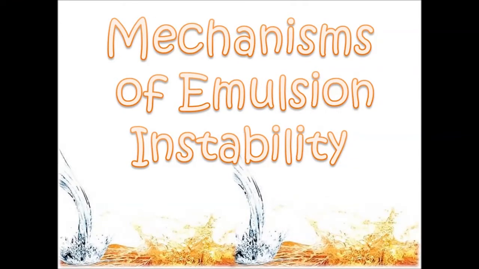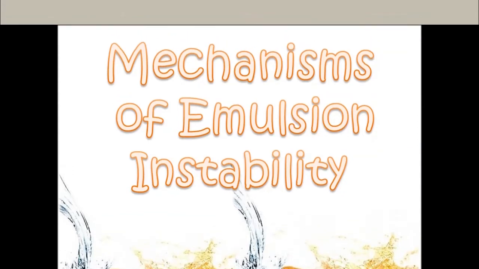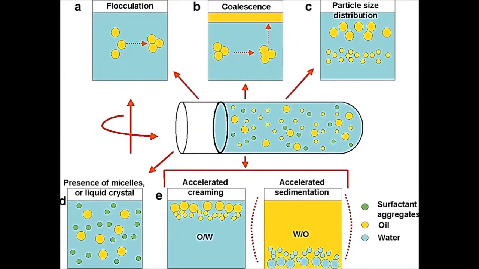So, to find out the way they separate, we'll look into the mechanism of emulsion instability. There are four types of instability in emulsions. The first one is flocculation. Flocculation occurs when there is an attractive force between the droplets, so they form flocks, like bunches of grapes.